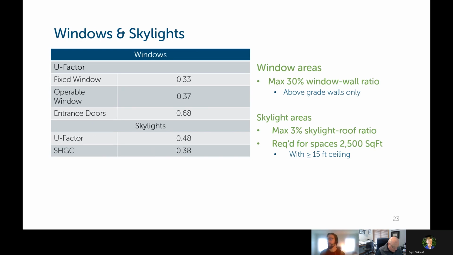Windows and skylights, these are the updated window U factor and skylight U factor and solar heat gain coefficients. The maximum window to wall ratio is 30% for above grade walls, and for skylights, it's about 3% of the roof area. And skylights are required for spaces or above spaces of 2,500 square feet or more with at least a 15-foot ceiling height. There's some exceptions in there, but that's the general rule.